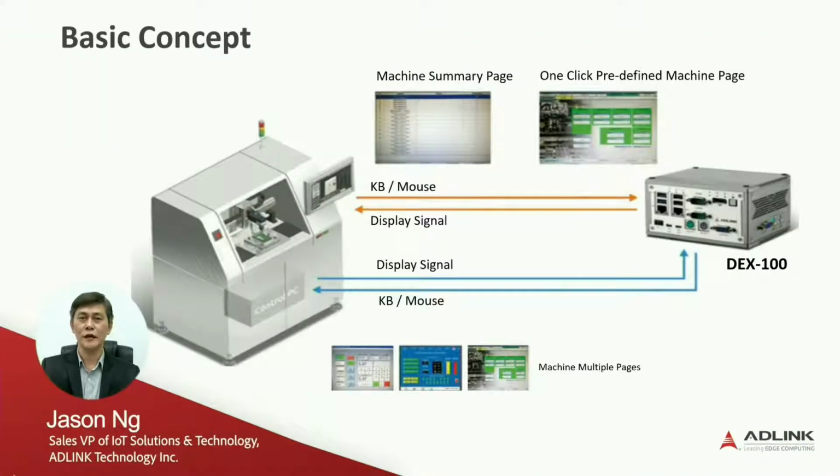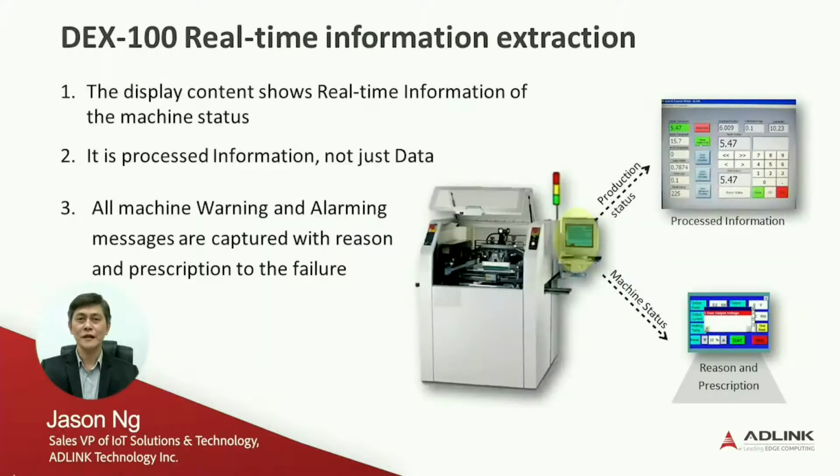DEX100 can also control the legacy machine through mouse and keyboard signals. You can think of the VGA signal as the eyes of the operator, and the mouse and keyboard signals controlling the machine as the hands of the operator, making DEX100 a virtual operator. DEX100 not only collects machine data, it also collects real-time information on the production status as well as the machine status. This information is important for management production planning as well as for machine optimization.